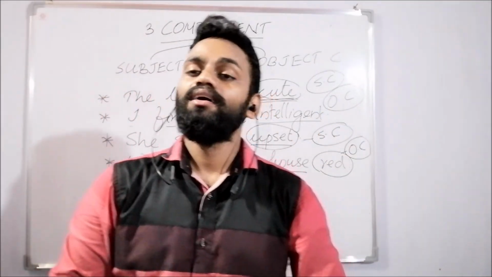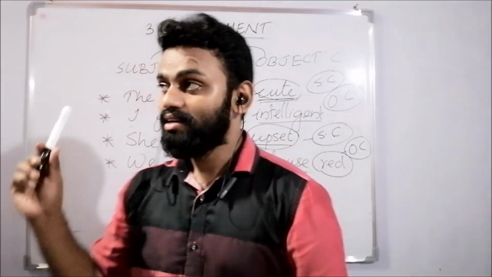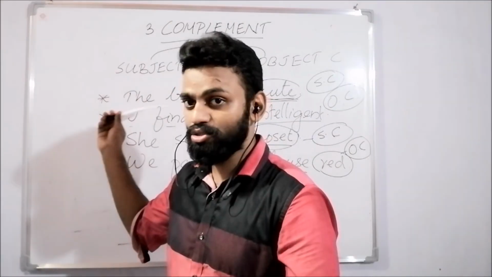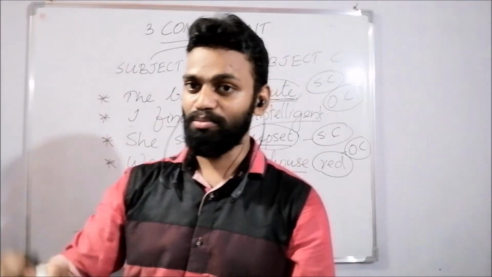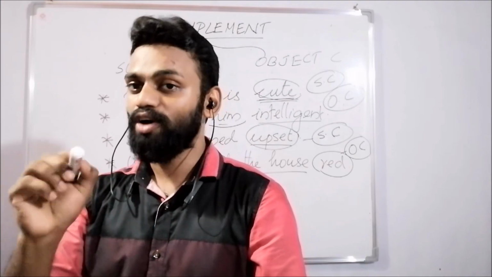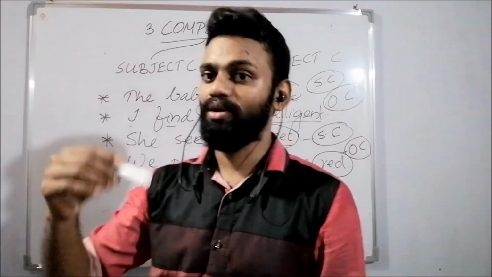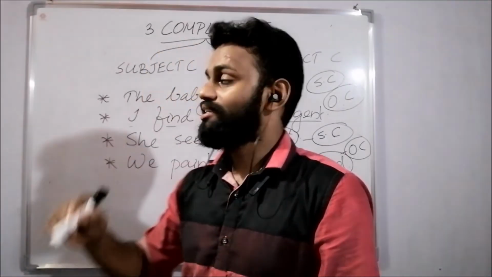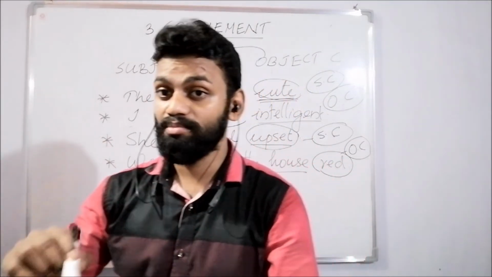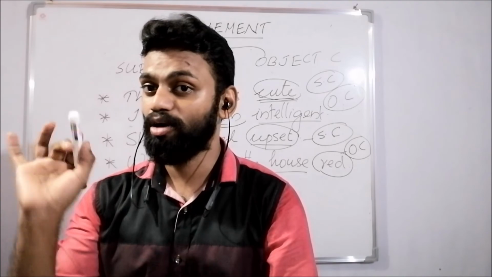Thus, we can understand that a complement is divided into two, subject complement and object complement. The word or phrase which completes the meaning of the subject will be called a subject complement, and the word or phrase which completes the meaning of the object will be called object complement.